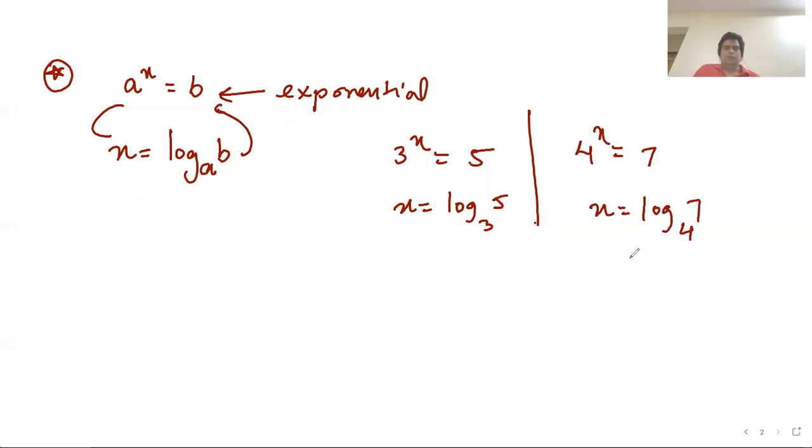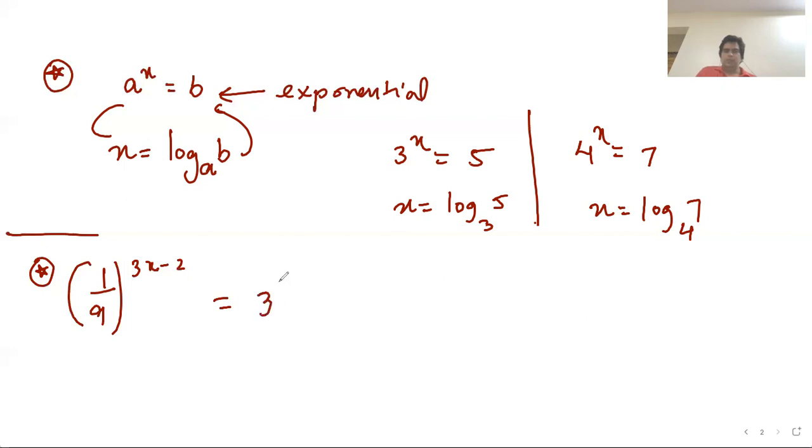So here, the logical sense is that if we can understand more properties of logs, that will help us understand the topic better. Now, before I go to the logs, I would just quickly come to a couple of warm-up questions on exponents. So if you got, let's say, 1 upon 9 to the power of 3x minus 2 equals, let's say, 3 to the power of 5x plus 2.